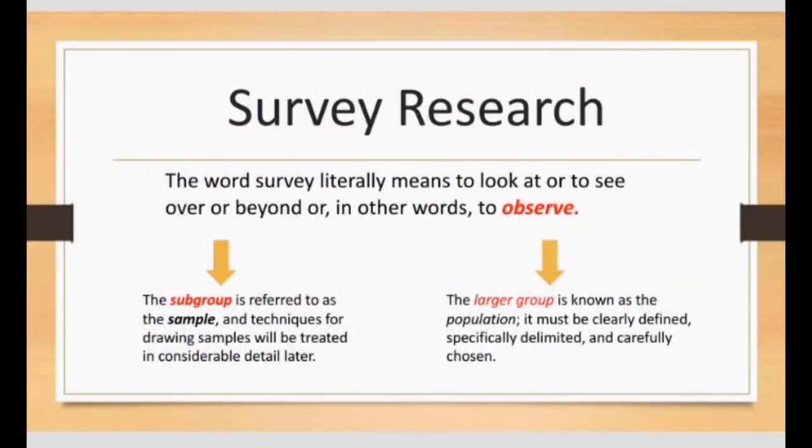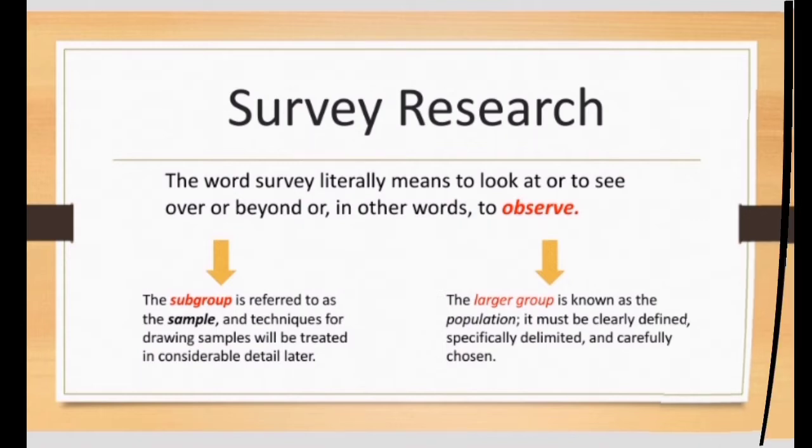The survey is a group of research methods commonly used to determine the present status of a given phenomenon. The survey literally means to look at, or to see over, or beyond, or, in other words, to observe. As just indicated, a key strength of survey research is that, if properly done, it allows one to generalize from a smaller group to a larger group from which the subgroup has been selected. The subgroup is referred to as the sample, and techniques for drawing samples will be treated in considerable detail later. The larger group is known as the population, and must be clearly defined, specially delimited, and carefully chosen.